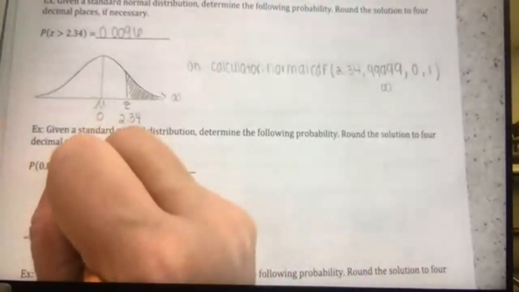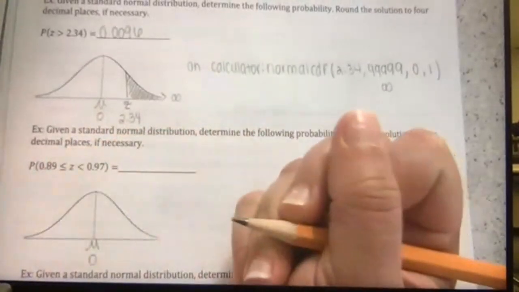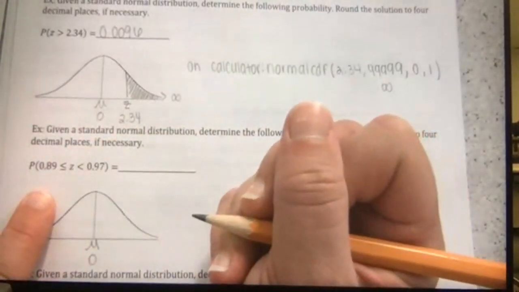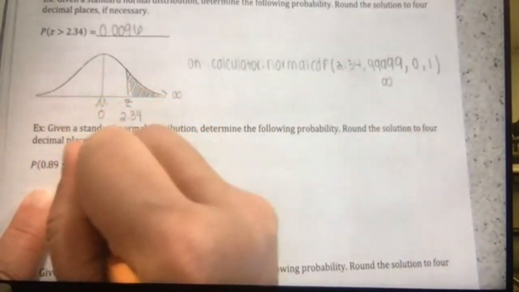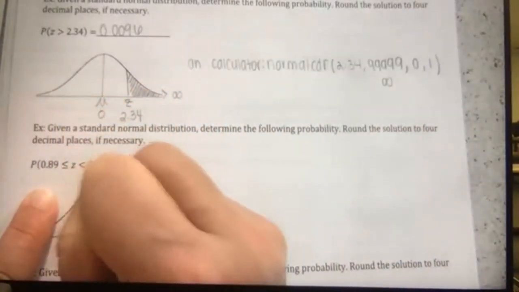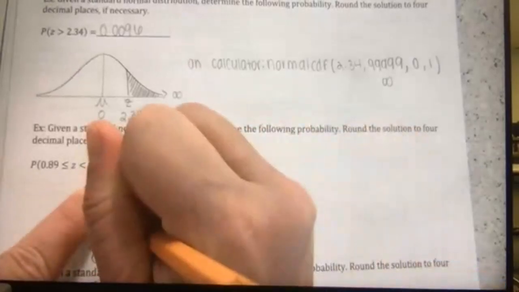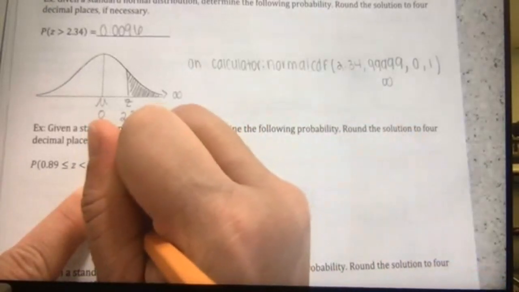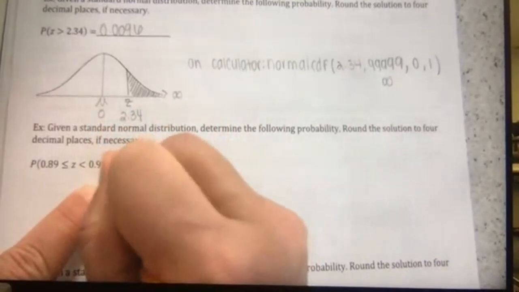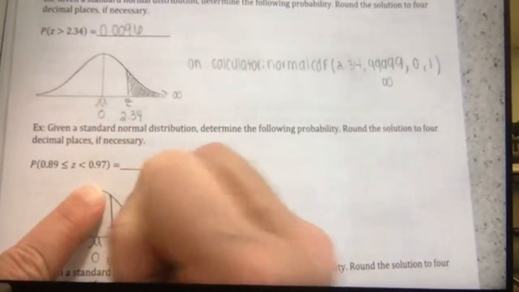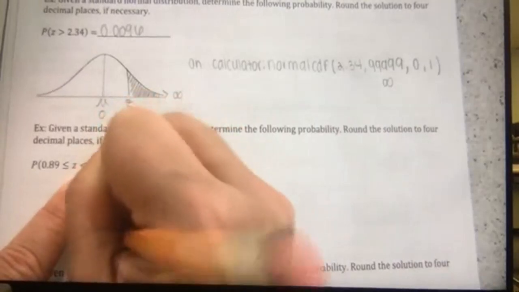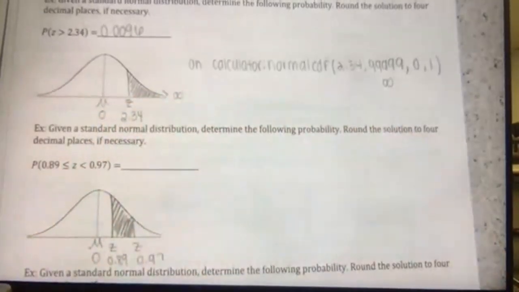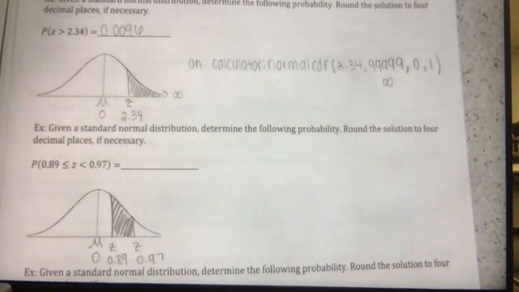In the middle is our mean, which is 0. Our first z value is positive 0.89, so somewhere over here on the right-hand side of our mean. Our second z value is 0.97, so on the right-hand side of the other z value. So our mean is not between the two, which is fine. It's okay, they're both on the same side. It just means that this is going to be something that's less than half, less than 0.5.